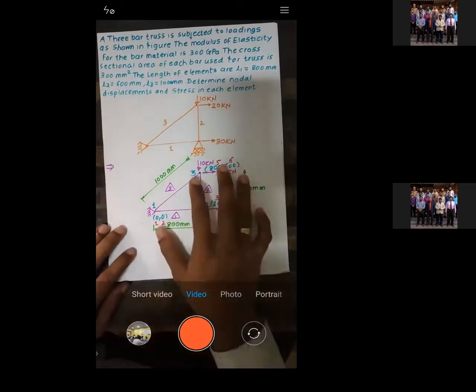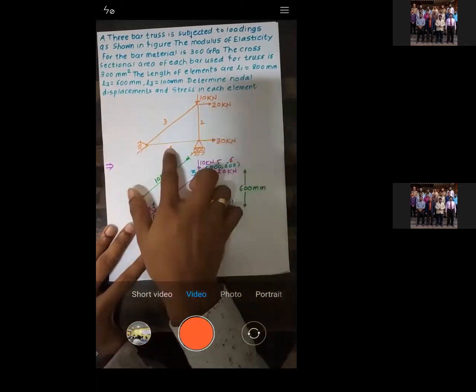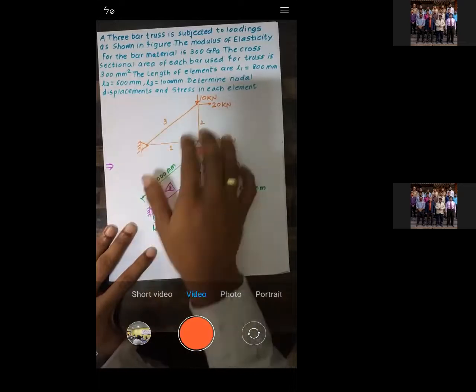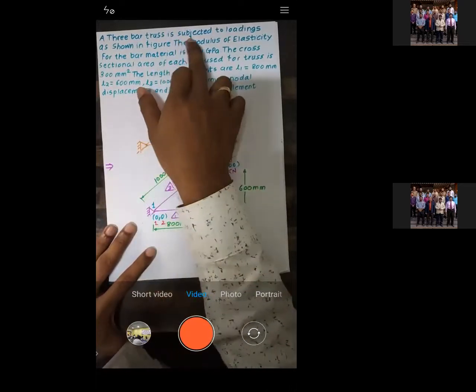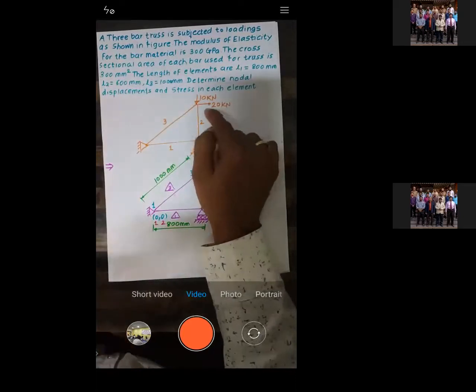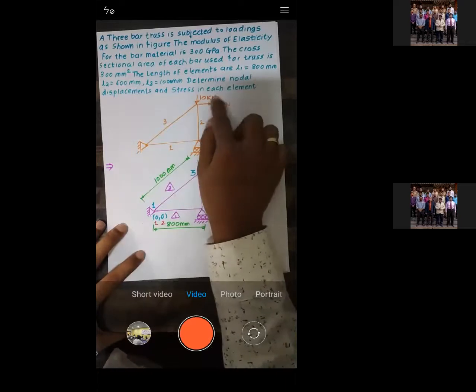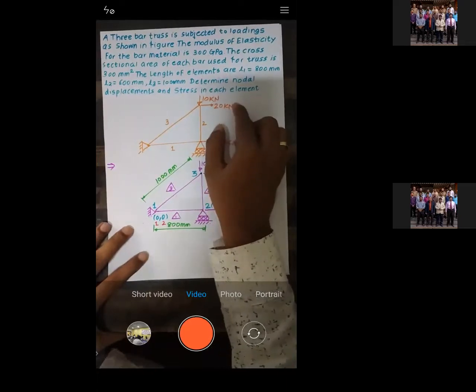In the problem, what they have given is a 3-bar truss. You can see this is 1 bar, this is 1 bar, this is 1 bar. This 3-bar truss is subjected to loadings. At the free end, they have applied 10 kilonewton downward and 20 kilonewton on the right hand side.